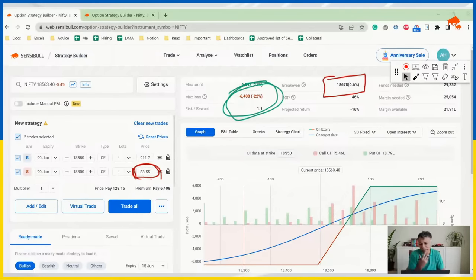So every time you do a spread, look at the sell leg and ask yourself, how much am I saving with this sell and how much am I improving my break even and probability of profit? Super important point. Don't blindly do spreads.